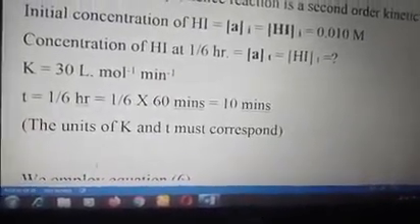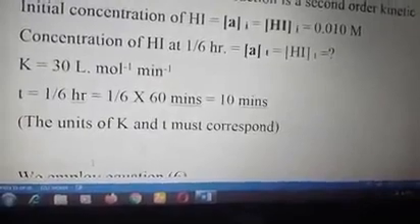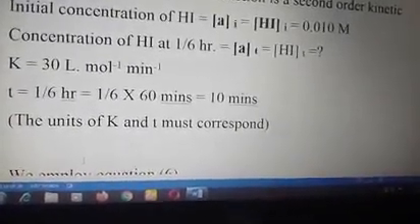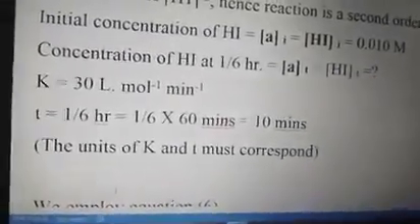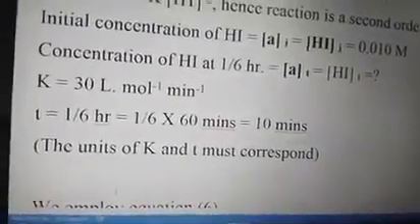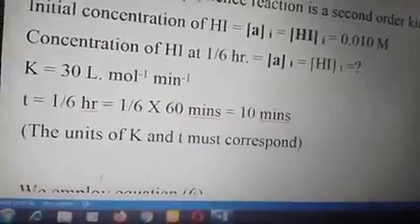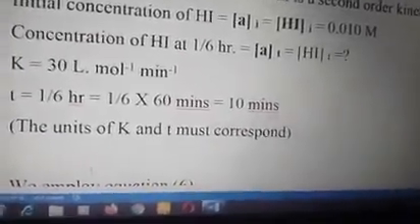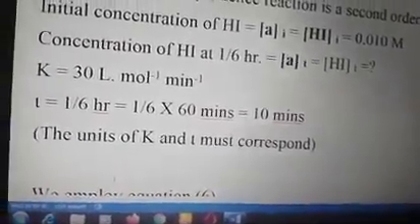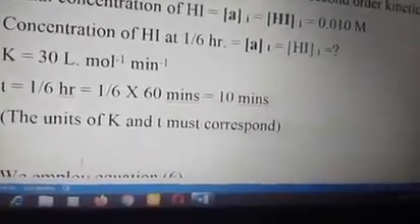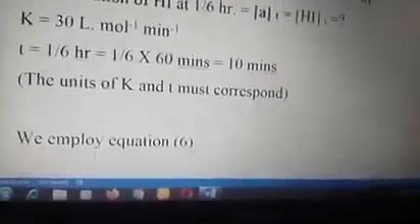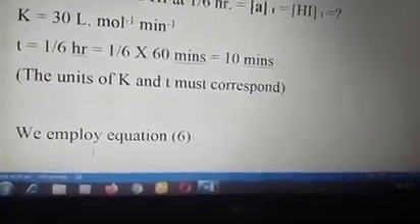That is 1/6 times 60 minutes. Converting to minutes, that gives us 10 minutes. So why do we convert the time to minutes? You look at the rate constant K, which is 30 liter per mole per minute. So the rate constant K is carrying minutes, so the time must also be brought to minutes. The units must be uniform. If the rate constant is in liter per mole per hour, then we leave the time in hours. So the units of K and T must correspond.